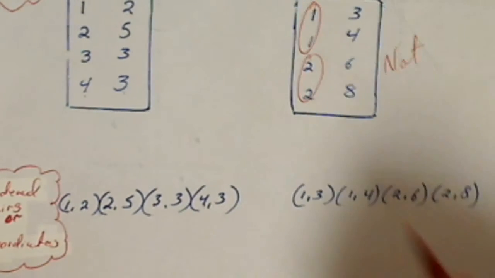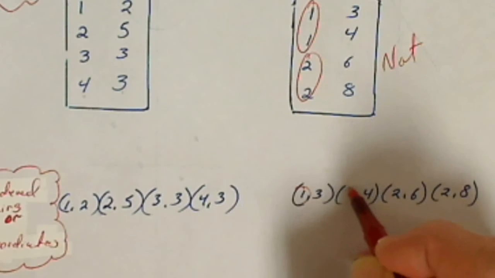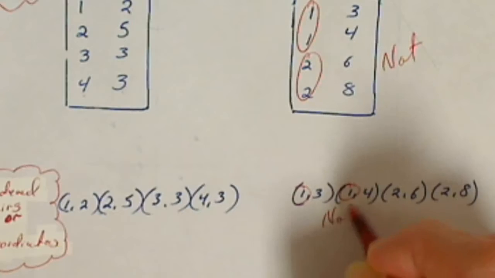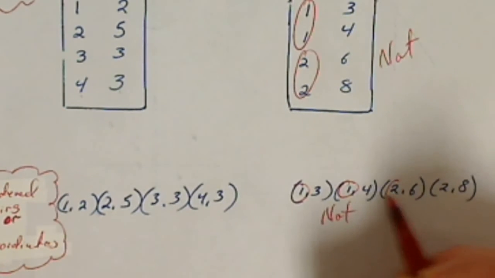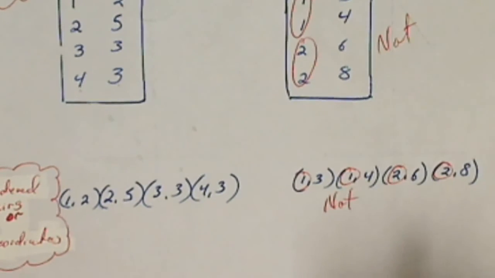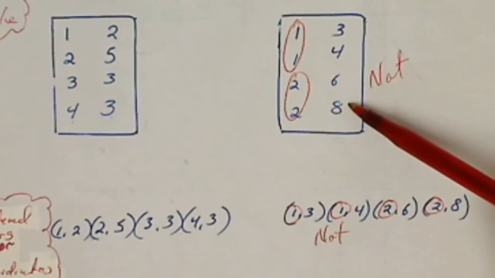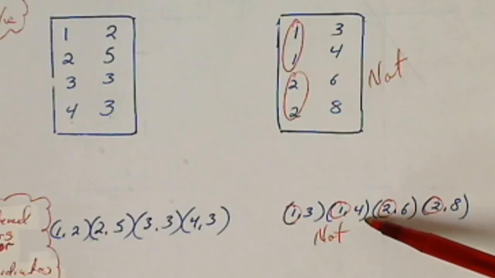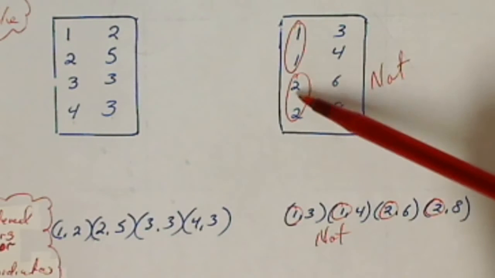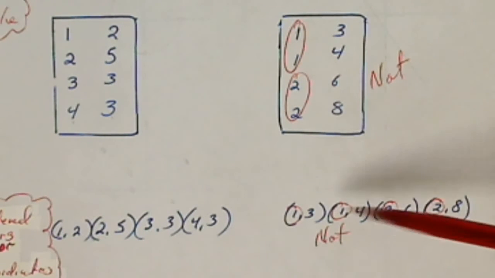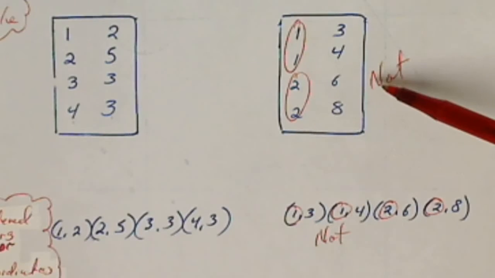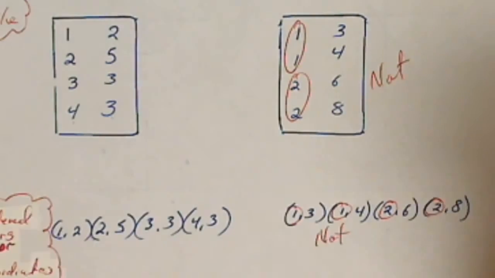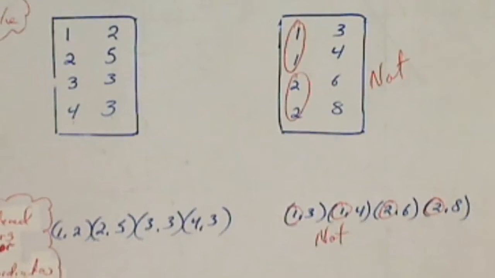Over here, we have a 1 going to 3 and a 1 going to 4. So that is not going to work. That's not a function. And the same thing with the 2. The 2's going to 6 and the 2's going to 8. So bottom line is whether you're in a table or a set of coordinates, you're looking to see if you have an x coordinate that's repeating. We had an x coordinate repeating, repeating, repeating, repeating. I don't care whether it's given to you as a table or a set of coordinates. It's not a function. That's all you're looking for.